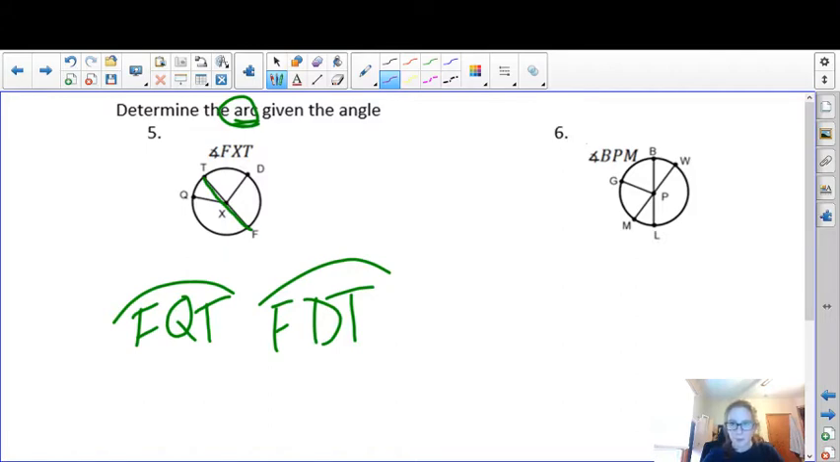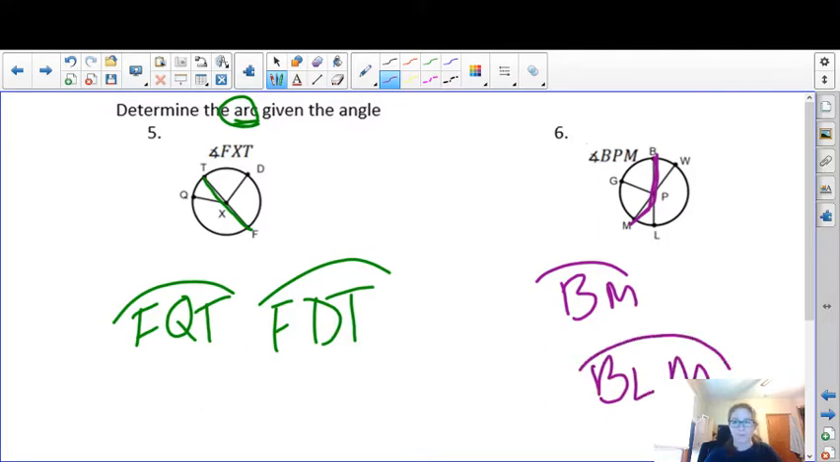Next, we have BPM. And this one has lots and lots of different answers, but I think we're going to only go through 3. So the first one we could do would be BM, because if you notice, it's not a semicircle, it's a minor arc. So because it's only a minor arc going B to M, I only need 2 letters. However, if I go the opposite direction, it would be a major arc of BLM, for example. Or I could say BWM, and any variation of that.